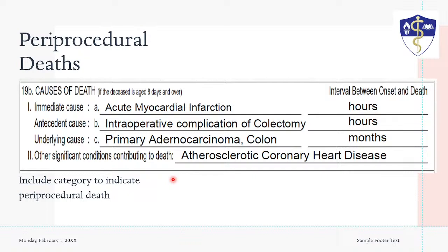So for other significant conditions contributing to death, of course, often when acute myocardial infarction is written, the patient is known to have atherosclerotic coronary heart disease. So, what is that? I explain that to my patients so they can prevent early death.